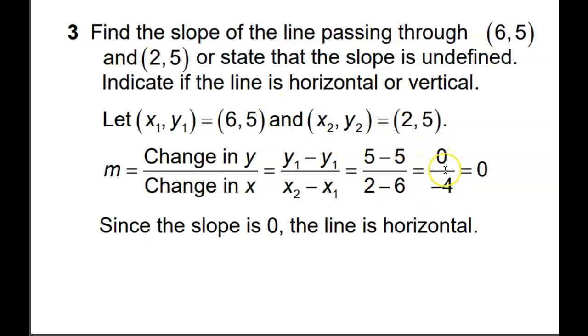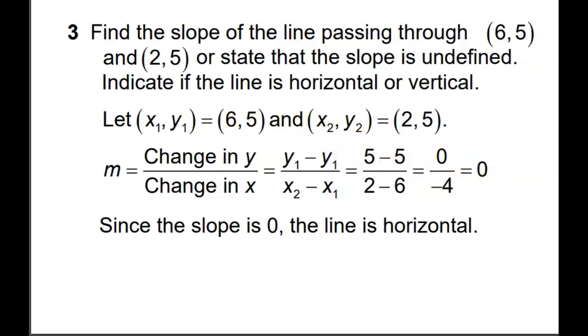Students have a hard time remembering, is that the one that's not defined or is it 0? You could always do it in your calculator. If your calculator tells you 0, the slope is 0. If your calculator tells you undefined, then the slope is undefined. If it was negative 4 divided by 0, it would be undefined. But 0 divided by a number is okay. That gives you 0. And you're going to see that this gives us a horizontal line.